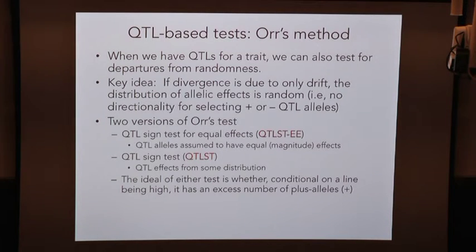The idea is to test this. I've got two lines. I make a cross. I look at QTLs. I assign the QTLs to population 1 or population 2. I look at their effect. Obviously, one line will be big. I simply go in and ask, in that big line, I see a certain number of plus alleles and a certain number of minus alleles. If I condition on looking at the big line, which means I've got more plus than minus alleles, is the number of plus alleles over minus alleles excessive once I condition on that? I'm going to show an example of this.